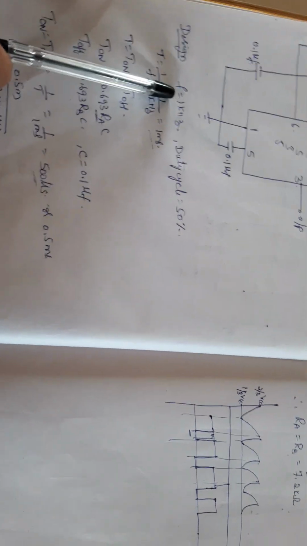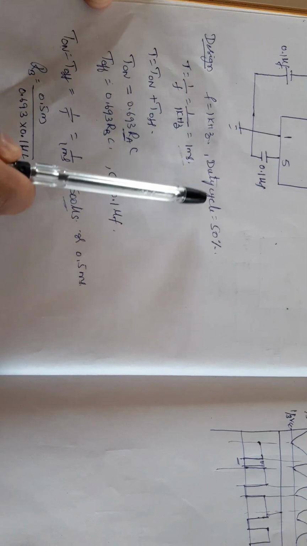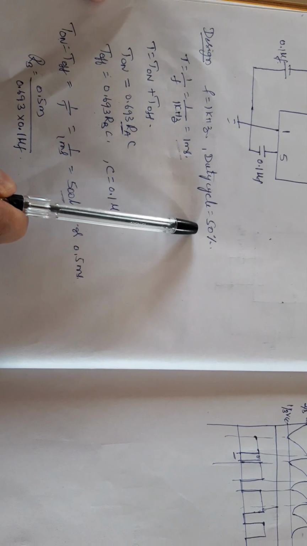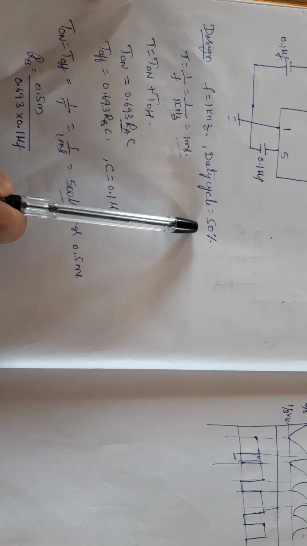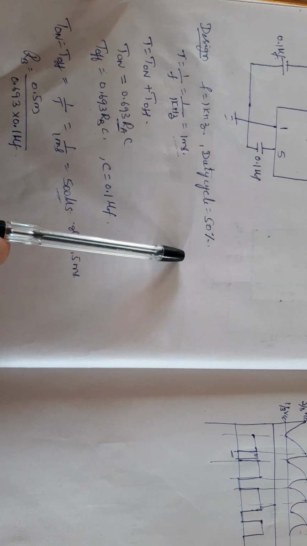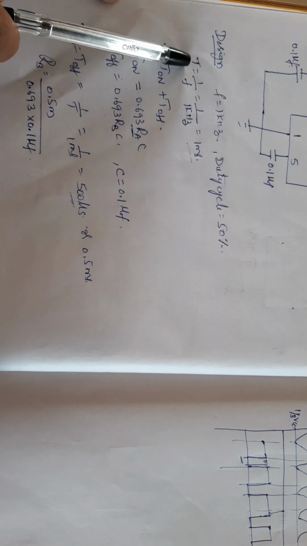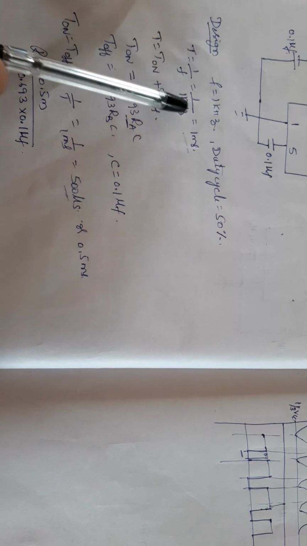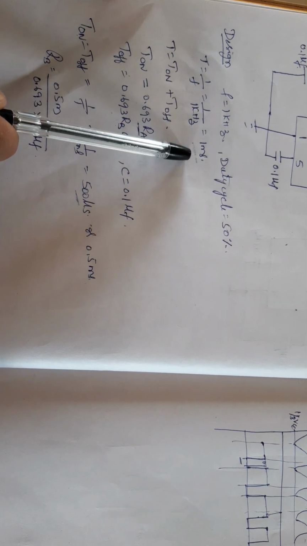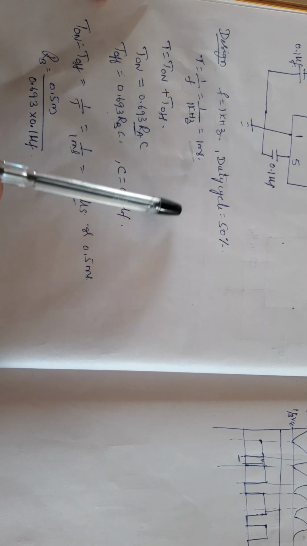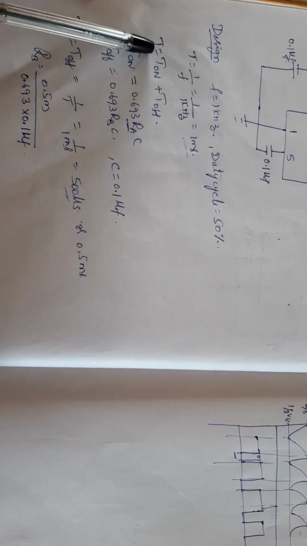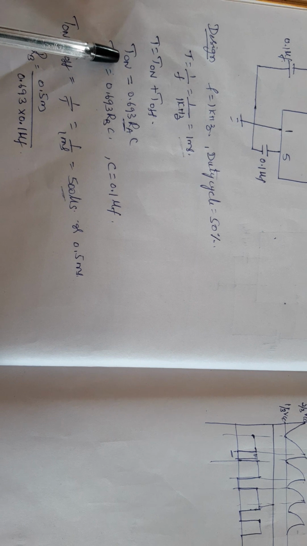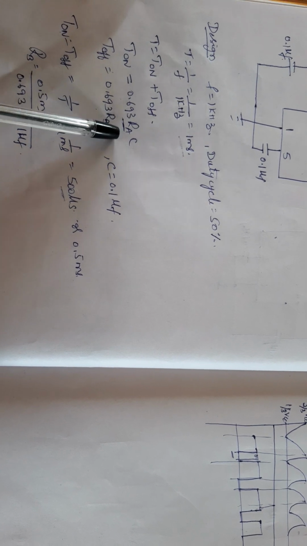So let's take the design F equal to 1 kilohertz. We are designing for 50%. 50% in the sense T on is 0.5 millisecond, T off is also 0.5 millisecond. So T equals 1 by F, 1 by 1 kilohertz. So the total time is 1 millisecond, which is divided as 0.5 and 0.5 millisecond. So T equals T on plus T off. For T on, the formula we have is 0.693 RA into C.